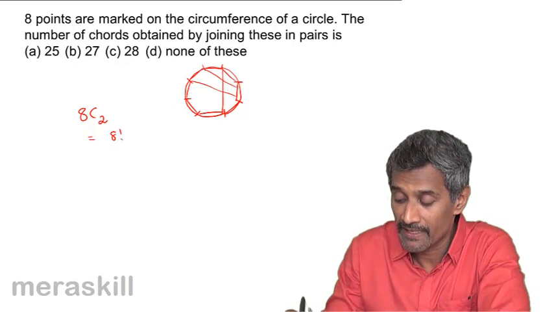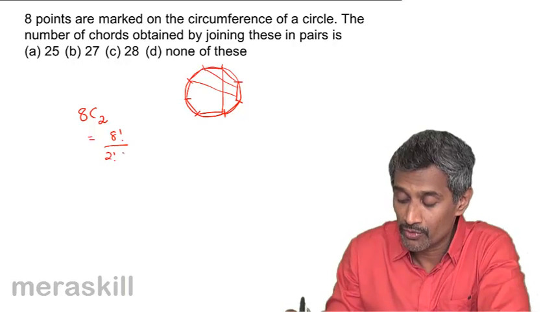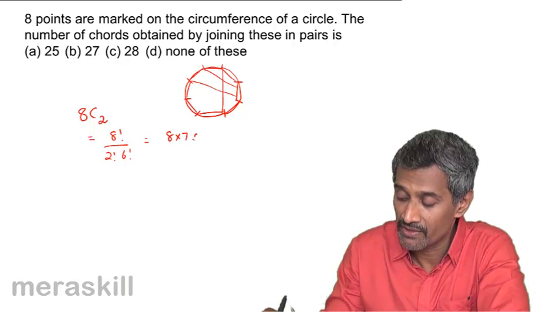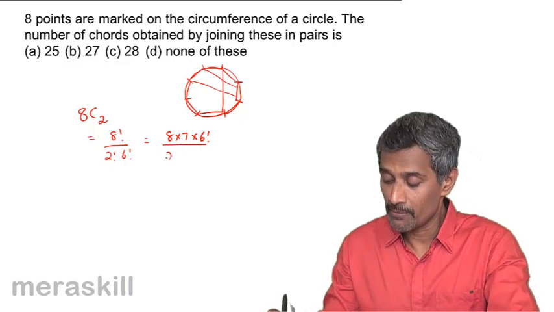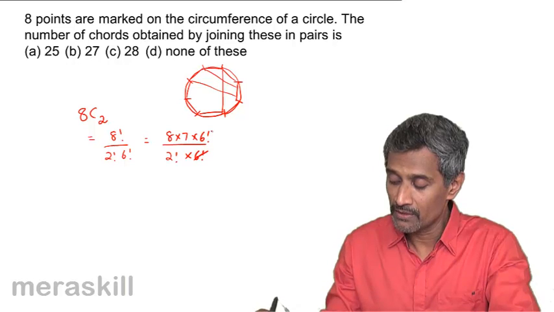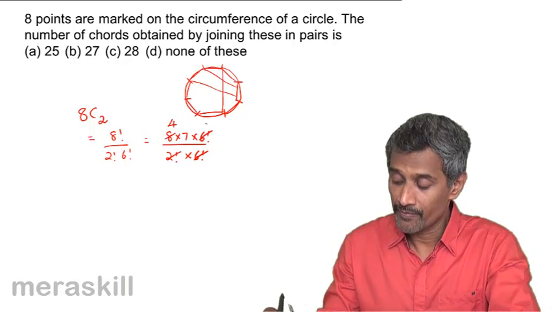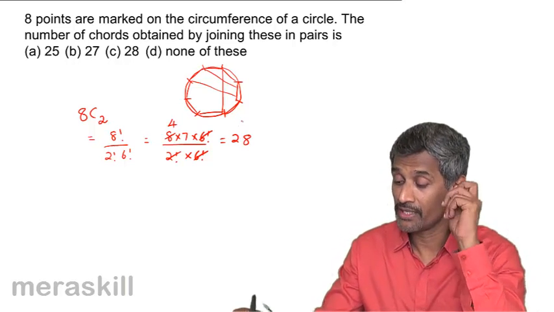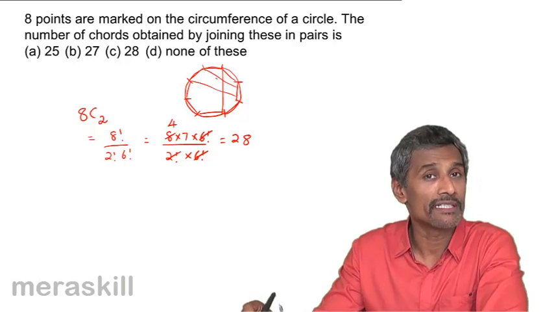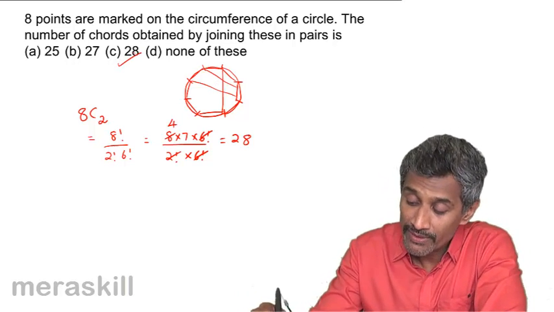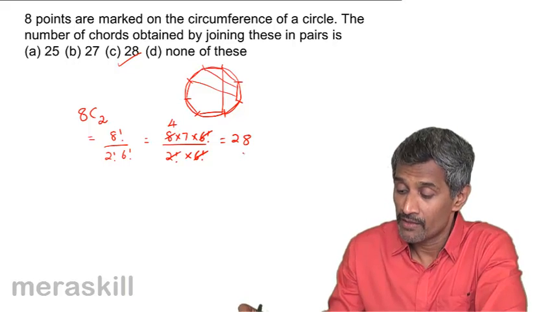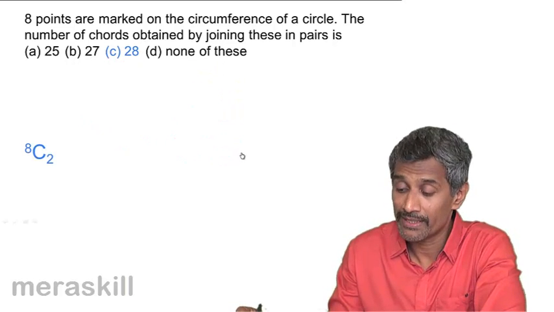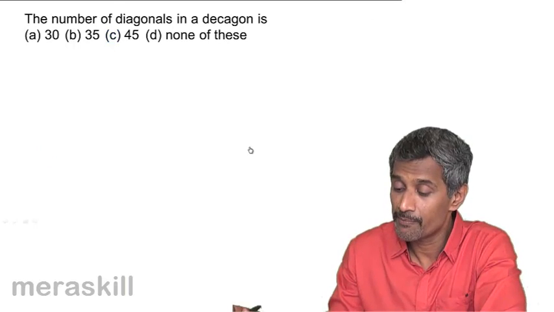So the number of chords is 8C2, which is 8 factorial upon 2 factorial into (8 minus 2) factorial, 6 factorial, which would be 8 into 7 into 6 factorial upon 2 factorial into 6 factorial. And this becomes 28. So there are 28 such chords that can be made using any 2 out of these 8 points, and hence we have 28 as the right answer. So let's see what we have. Yes, we do have 28. And what do we have in store for the next?